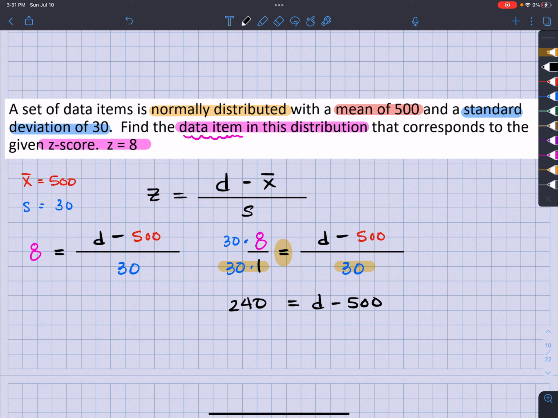So what's the data item going to equal? Add 500 to both sides, and I get 740. That is the data item I'm looking for, which corresponds to z equals 8.